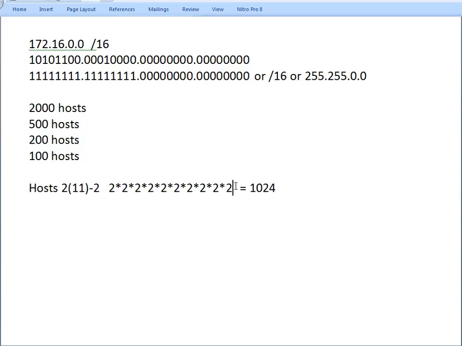One more times 2, and that will be 2048. 2 times 2 is 4, 8, 16, 32, 64, 128, 256, 512, 1024, and 2048. 2048 minus 2 is 2046. There we go. So to get 2000 host addresses, we needed to borrow 11 bits, 11 zeros. That gave us 2048 minus 2, 2046.